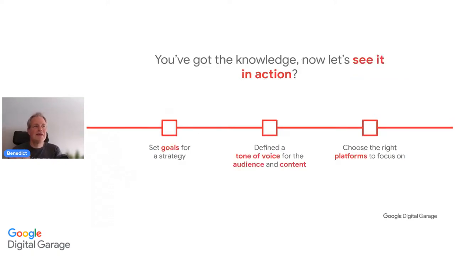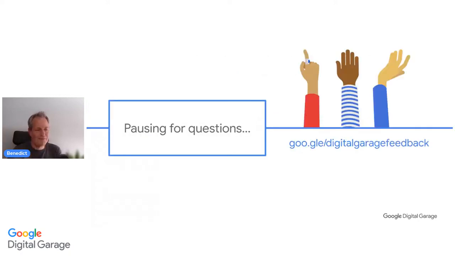All right. Now you've got the knowledge, let's see it in action. So set goals for a strategy. Okay, define a tone of voice for the audience and content, and choose the right platforms to focus on.